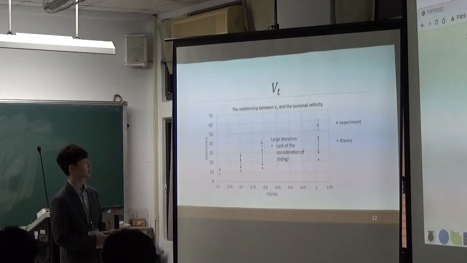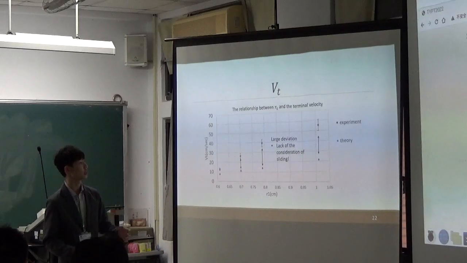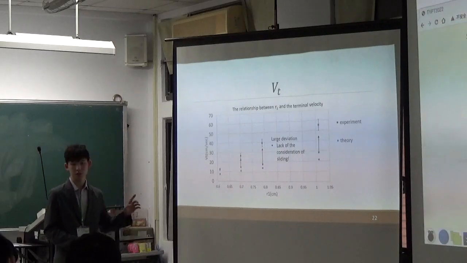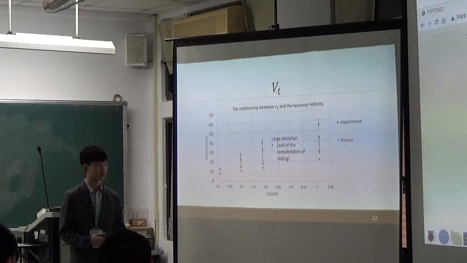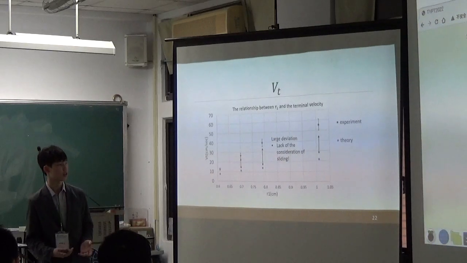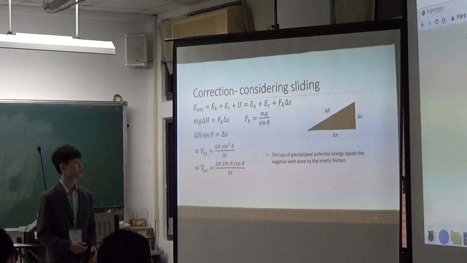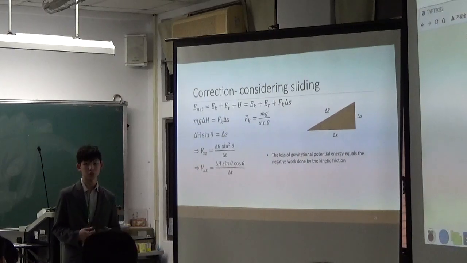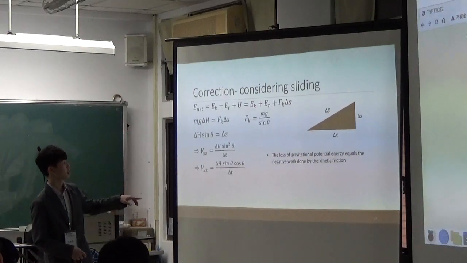And so here is the relationship between R1, which is inner radius, and the terminal velocity. We can see that the error is still very large, and the reason is the same: the sliding caused by the friction force. So here comes to the correction of our theory. Because in our theory we didn't consider the sliding, we will consider it here.